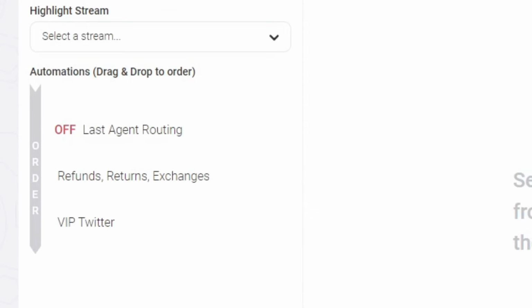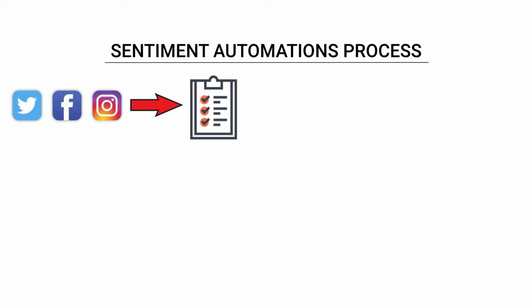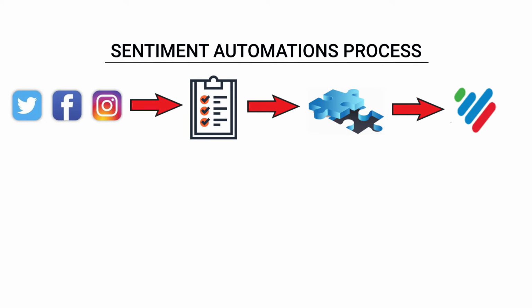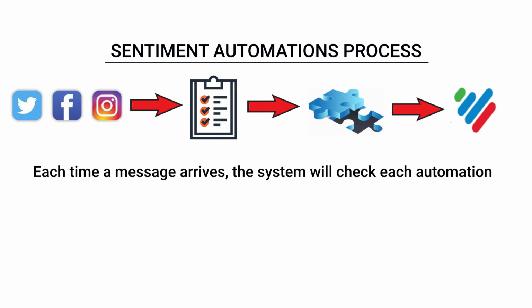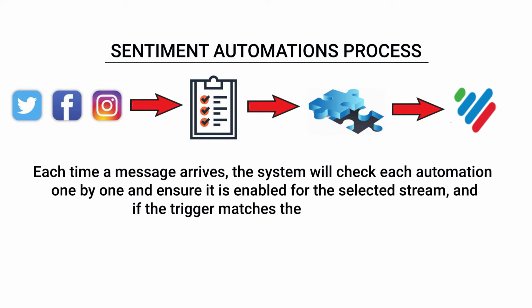When you have more than one automation, they will be processed in order. This means that when a message arrives, it will check the automation in the list. If the trigger is matched, the actions for this automation will be applied. Then the message will proceed to the next automation in the list and repeat the process. Each time a message arrives, the system will check each automation one by one and ensure it is enabled for the selected stream and if the trigger matches the criteria listed.